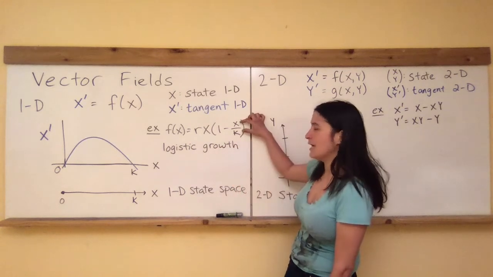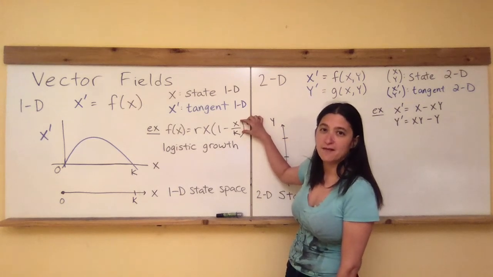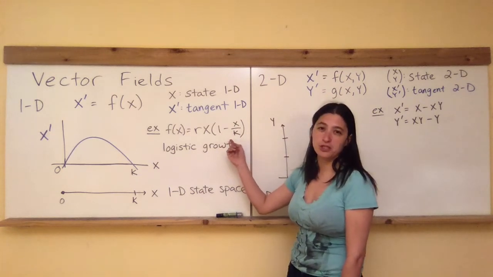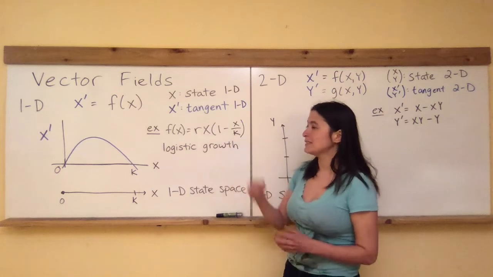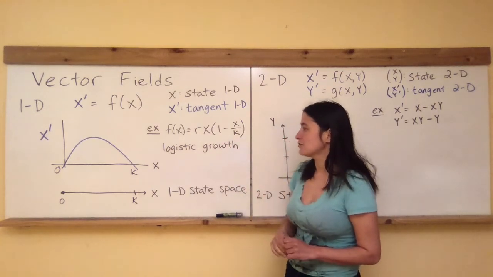You see here, x over k, that's the proportion of the resources k that are being used, and so 1 minus that is the proportion that's still left over to be used. So multiplying the rx times that leads us to a model where you have that classic logistic growth.